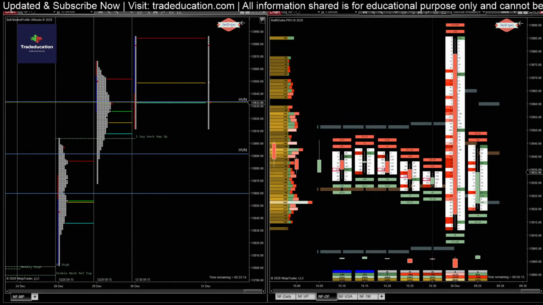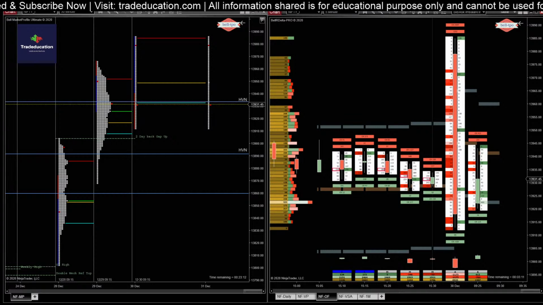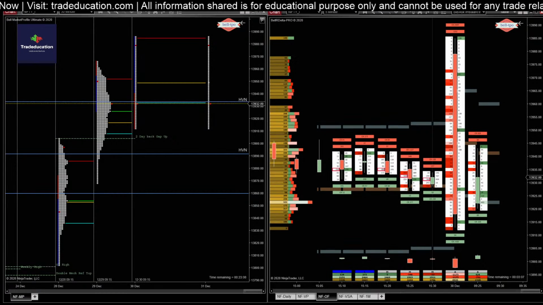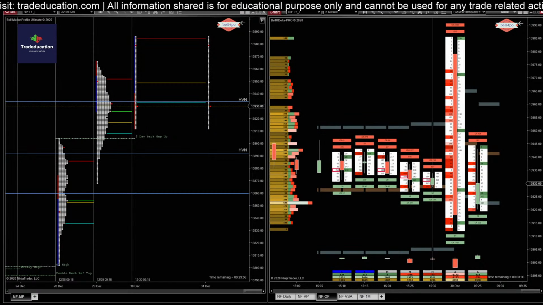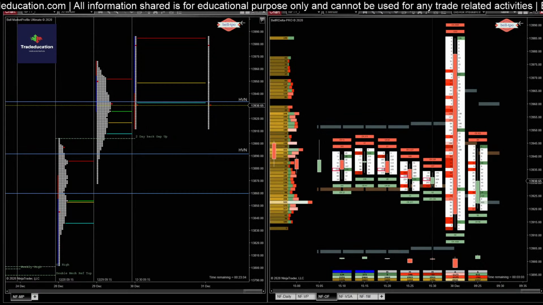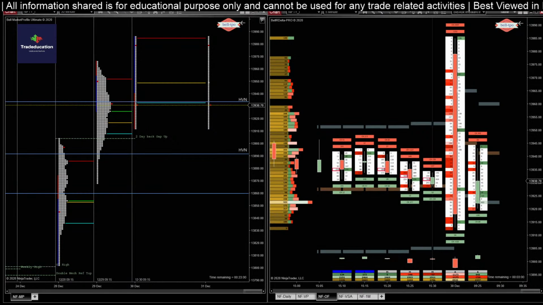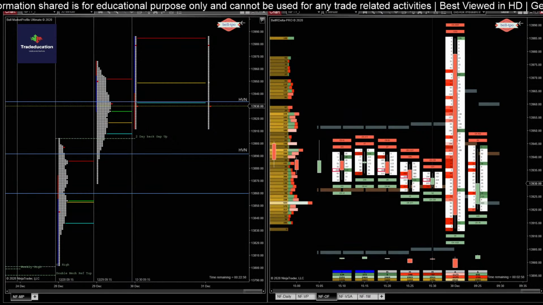The time is just 9:21. We are 3.5 minutes to go. And we are getting rejected around the value area lows, or the current value area low, and also the VWAP.